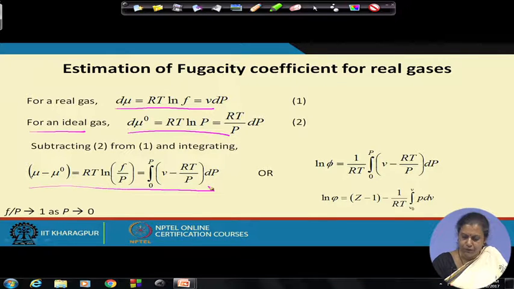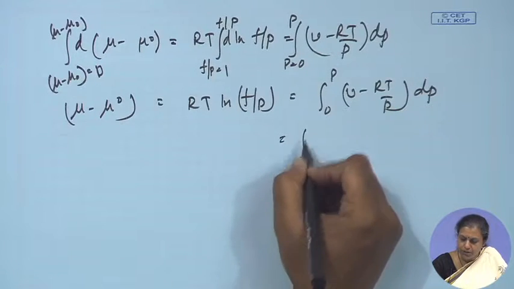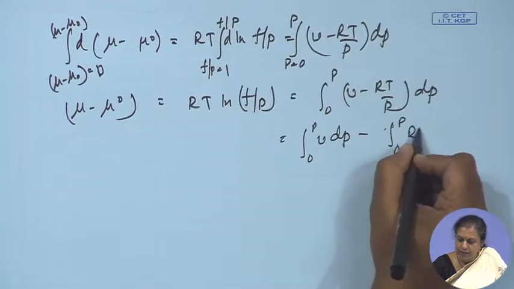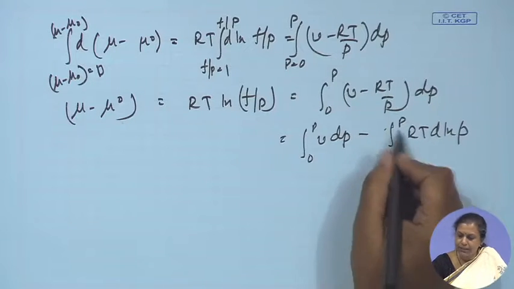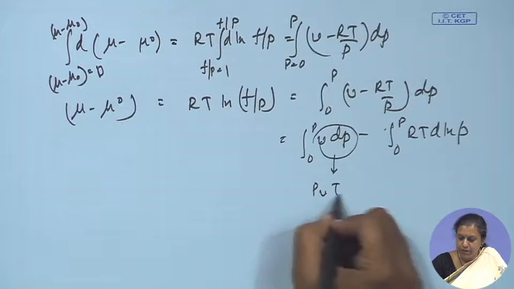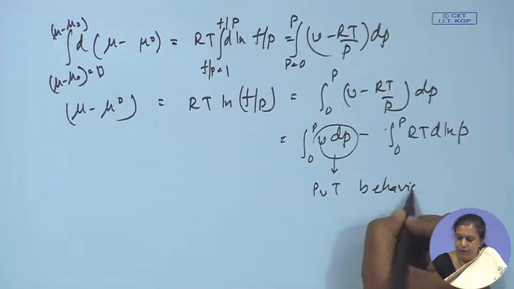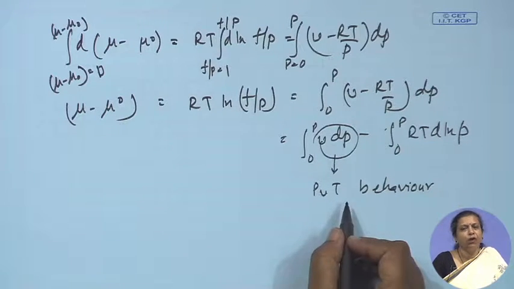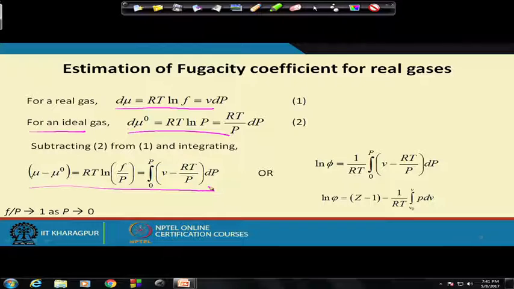Now, the first thing which appears is this can also be written as the integral of V dp minus the integral from 0 to p of R T d ln p. Integrating this is not difficult. For integrating this, we have to use the PVT behavior of gas. We have PVT behavior or the equations of state relating the P, V and T of real gases. We have already discussed those equations, and as we have found out, there are several types: the cubic equations of state, the virial equations of state, etc. We can use any of those equations.